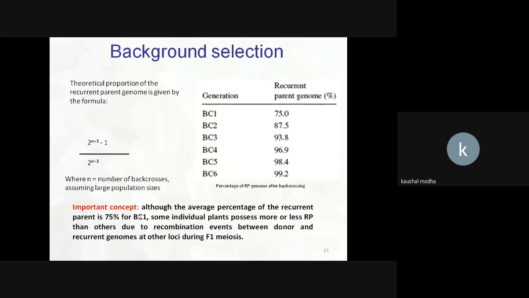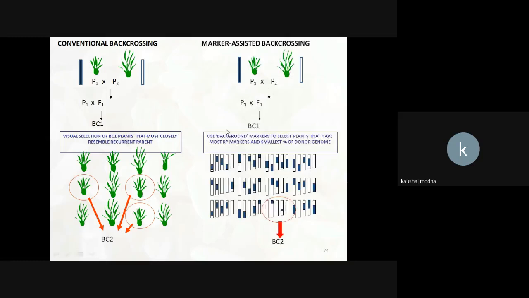So utilizing these markers, foreground, background, and recombinant selection, these components help to identify the individual carrying the target locus with minimized linkage drag and having the maximum alleles from the recurrent parent. That's how within BC3F1 we can select the plant which has 99.9% recovery of the recurrent parent. Within BC2F1 also it is possible, plus our target locus with minimized linkage drag. So this is what I was talking about.